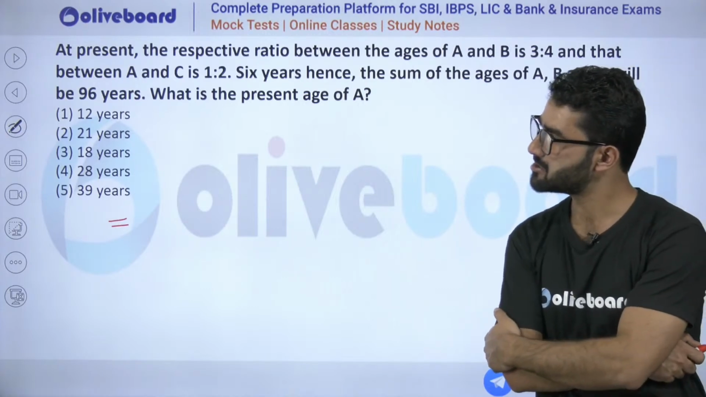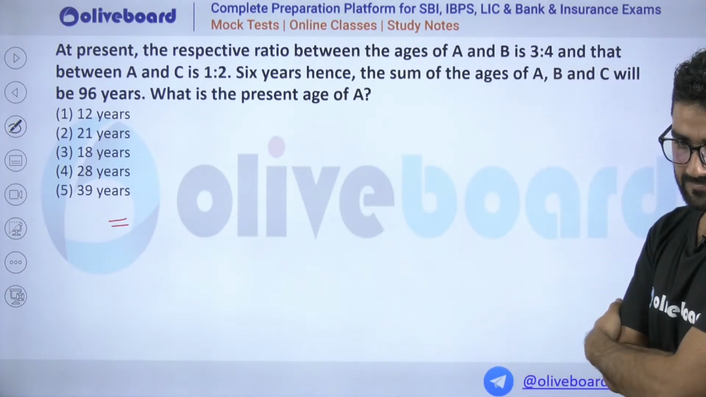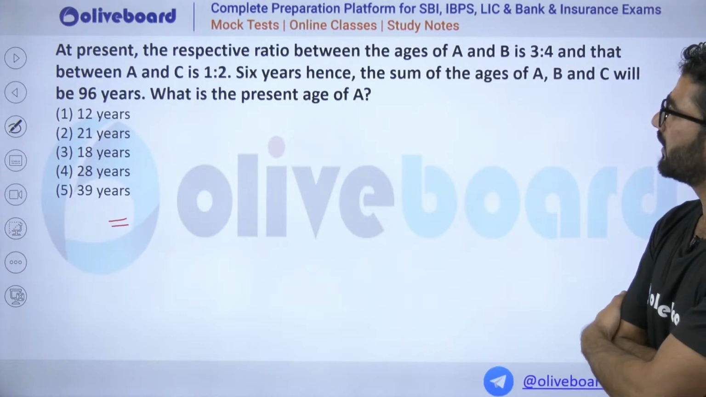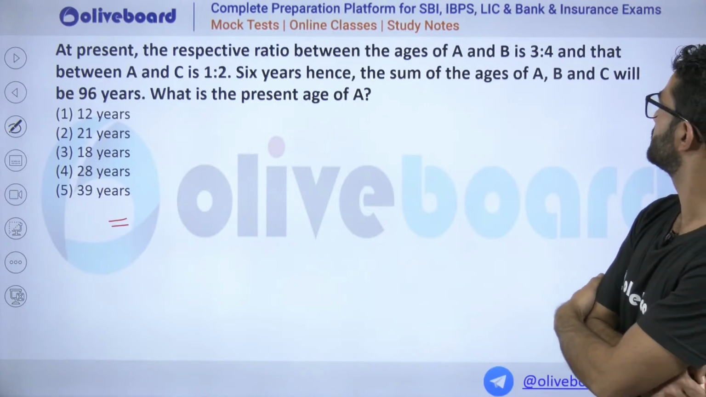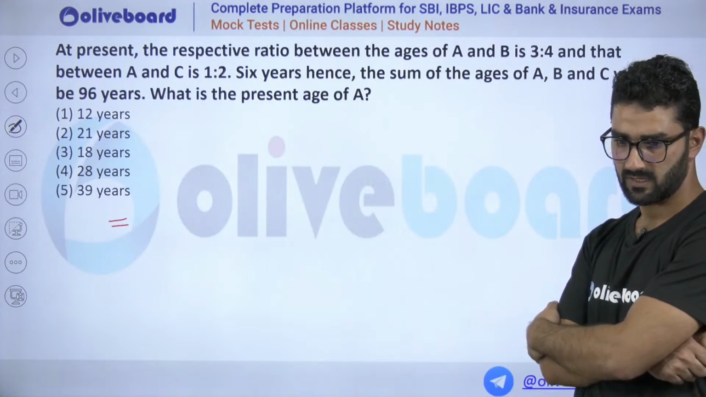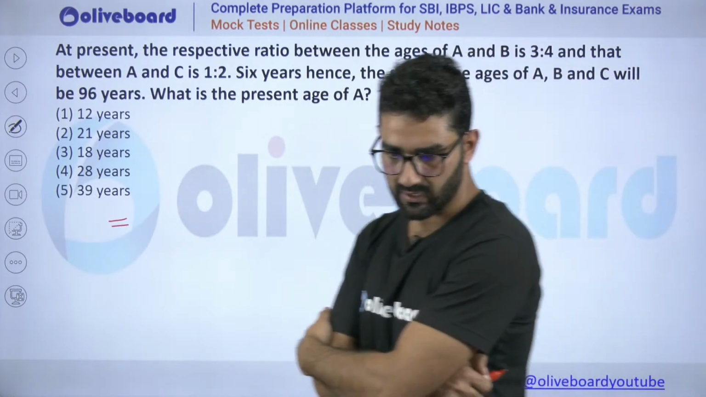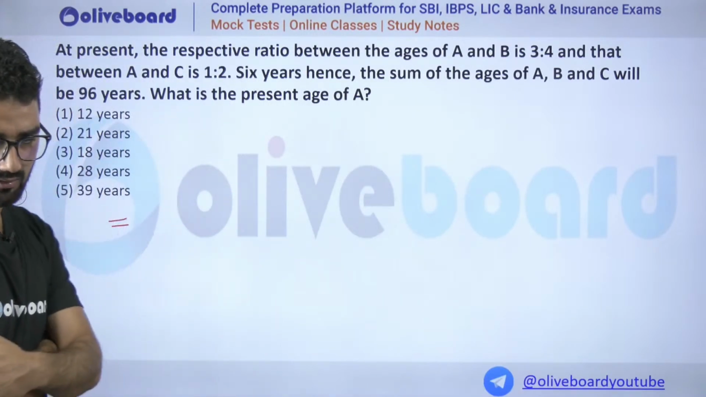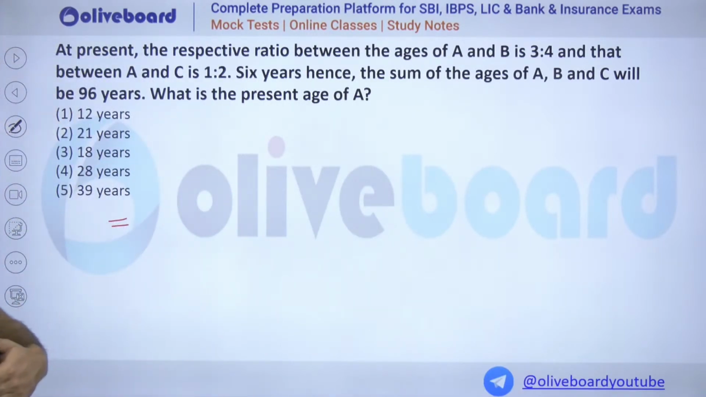Leo, sir, it is 18. Leo has changed his answer to 12. Bank aspirant says, sir, it is 18. Leo says 12. Okay. Leo, not 18. Okay. Muskan Kaushik says, sir, it is 18.